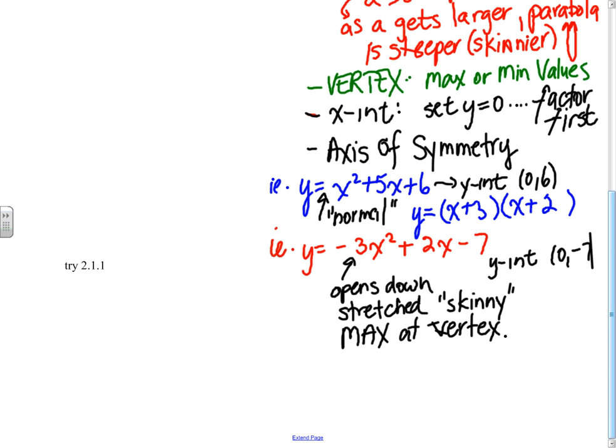This would be a really good moment to look at 2.1.1, which you can print off of the website and try those. I'm going to just put the answers here.